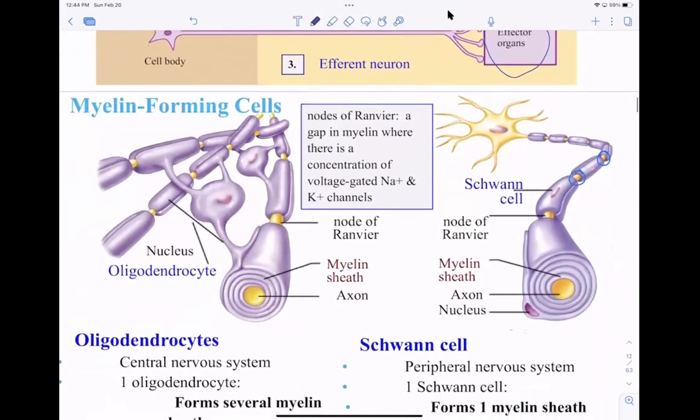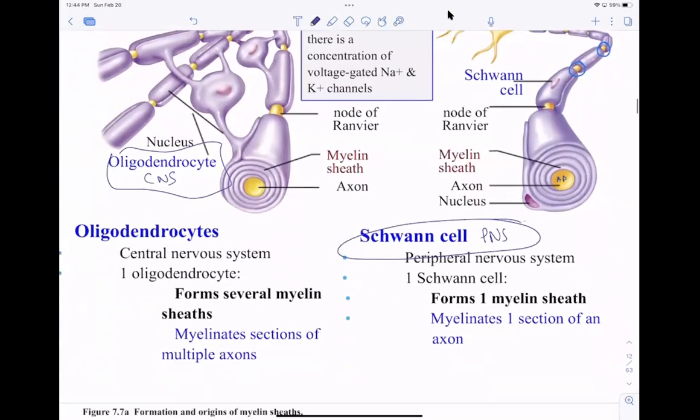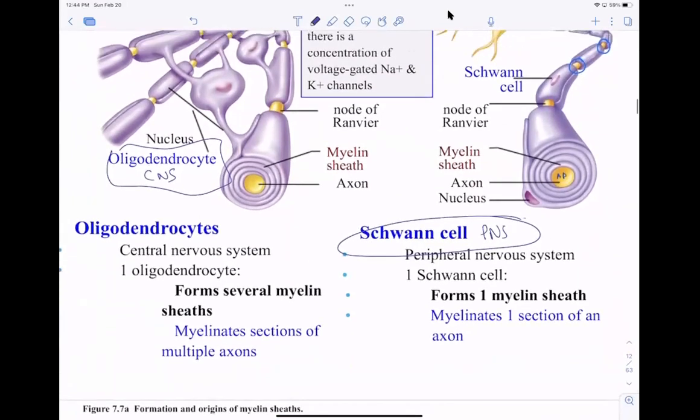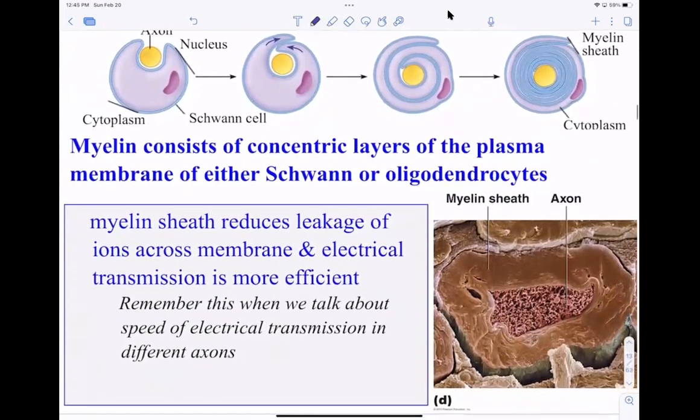Myelin. Myelin is created around axons by the glial cells. In the central nervous system, they are called oligodendrocytes, and in the peripheral nervous system, they are Schwann cells. This myelination allows the action potential to propagate quickly down the axon without losing ions and thus losing the electrical stimulus.